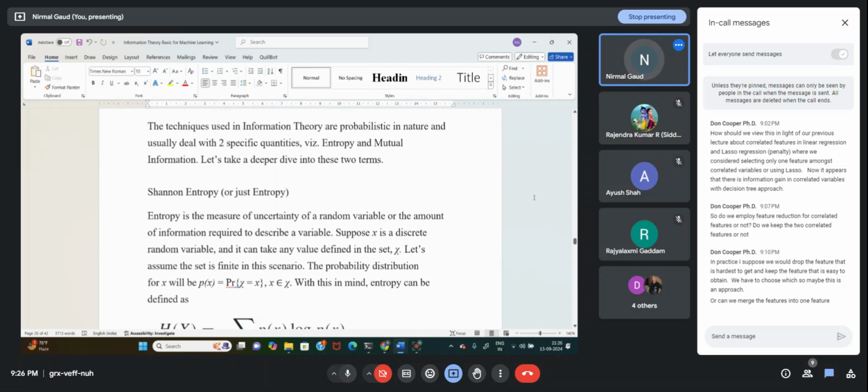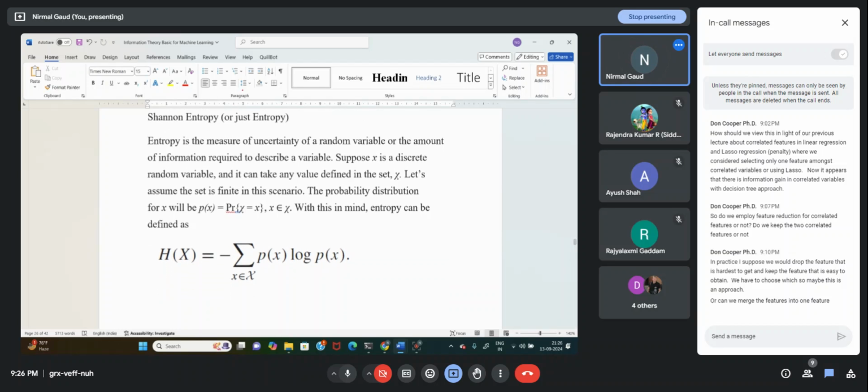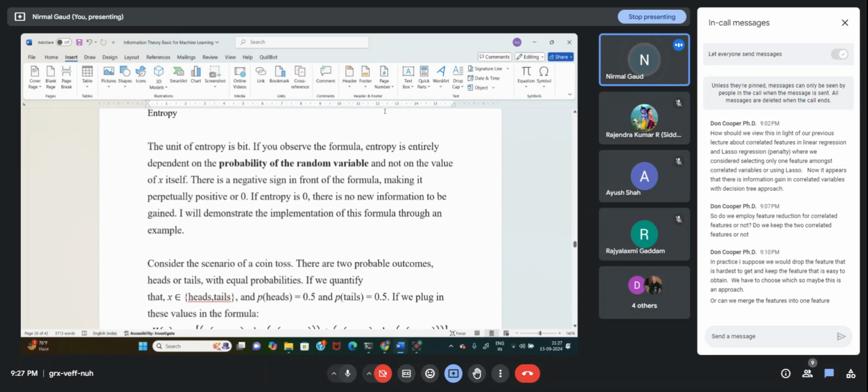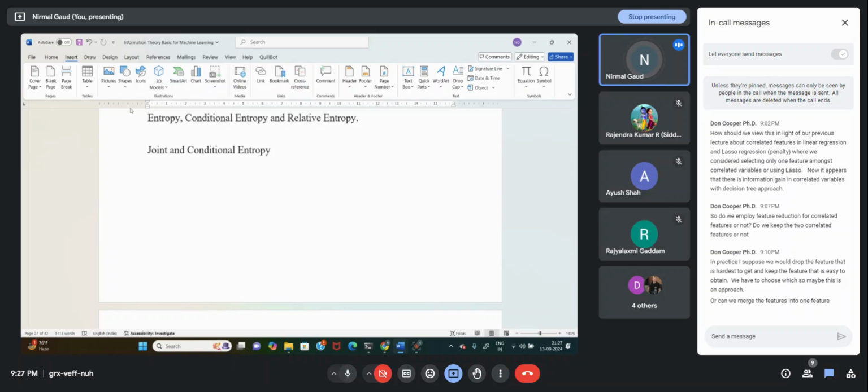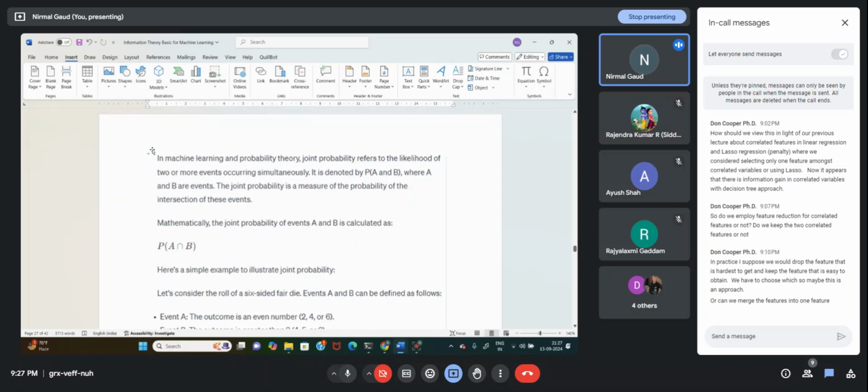Okay, so that brought the concept of entropy. Here is what entropy is. We have studied this. Entropy is entirely dependent upon the probability of a random variable, not on the value of x itself. It can be positive or zero. If the entropy is zero, there is no information. That's what we have seen in the example of tossing a coin. Joint and conditional entropy, I also explained what they mean.